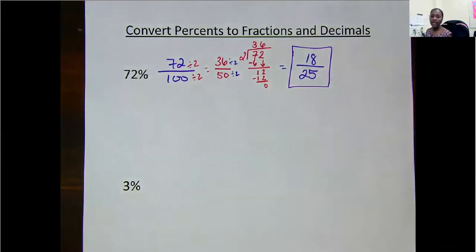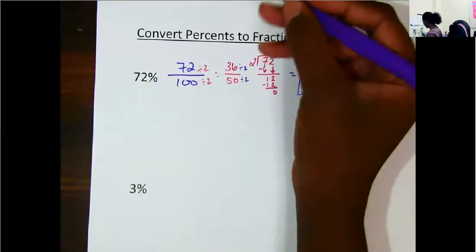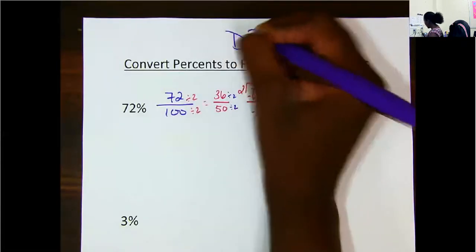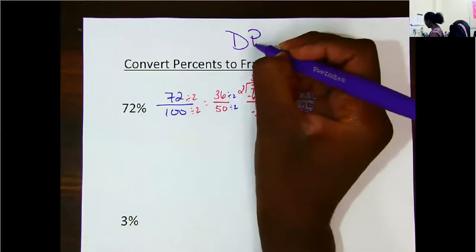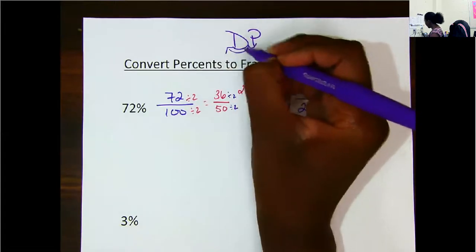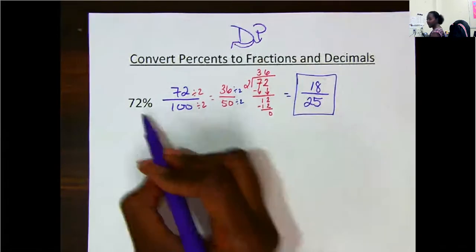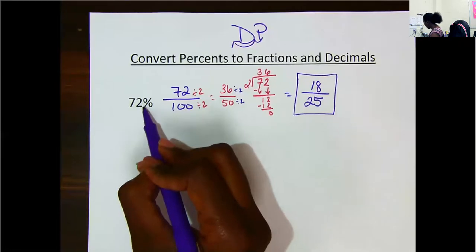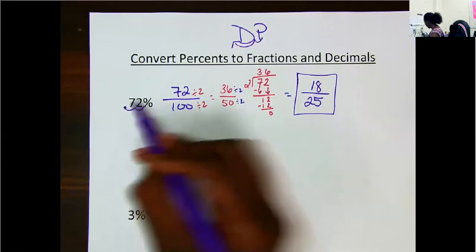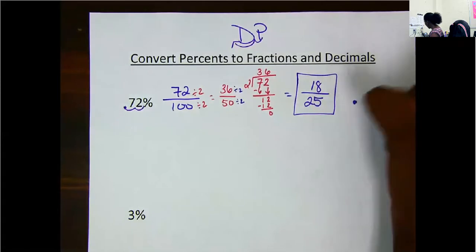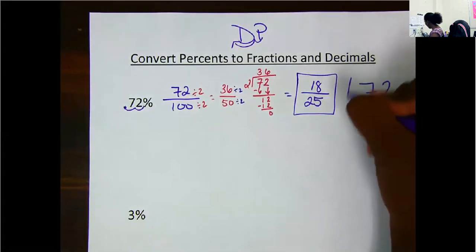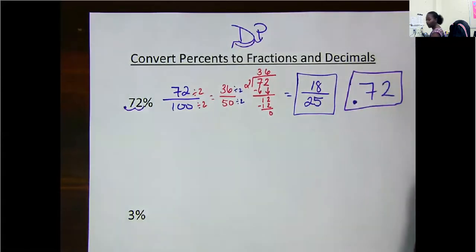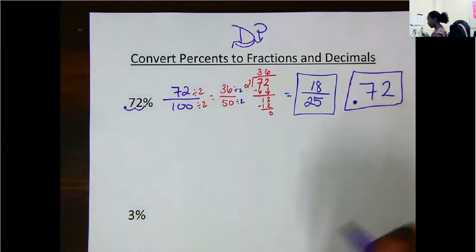But now I need to change this into a decimal. So good old Dr. Pepper: if I have a percent and I move it 2 to the left, I have a decimal. So if I come back over here, this is a whole number, so that means I start at the back. 1, 2. So my decimal is 0.72. Okay. All right, let's try another one.